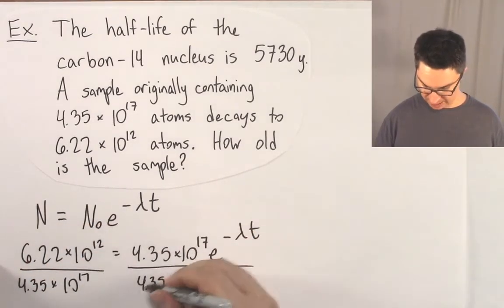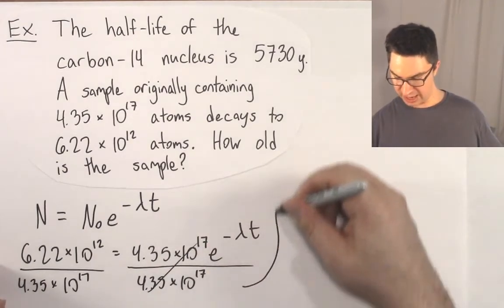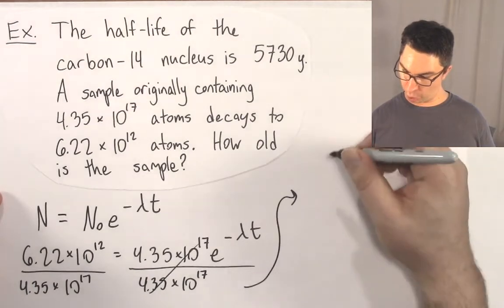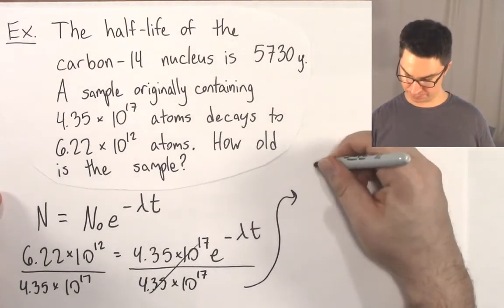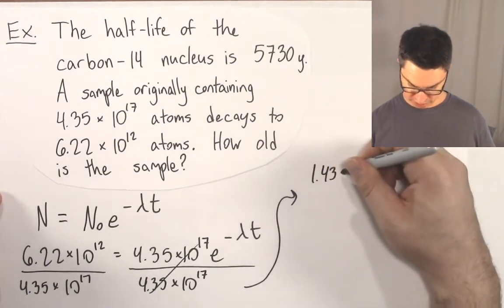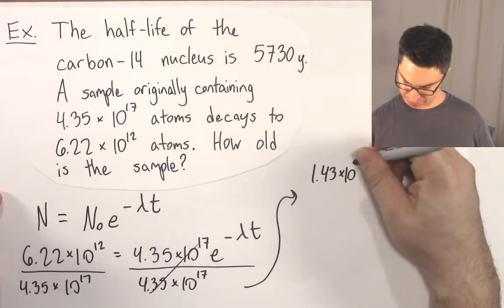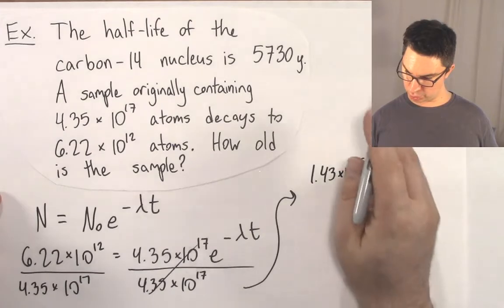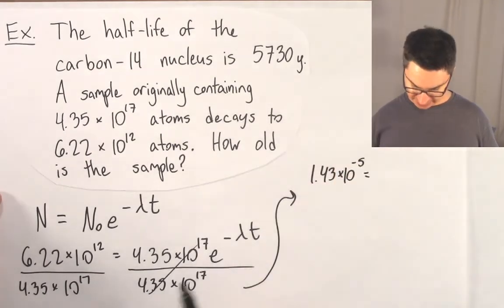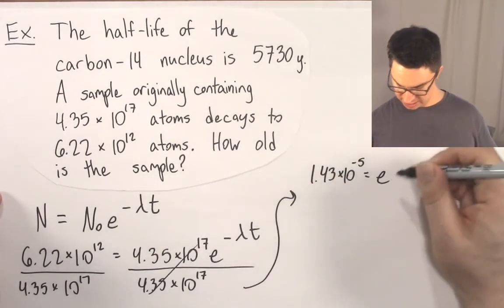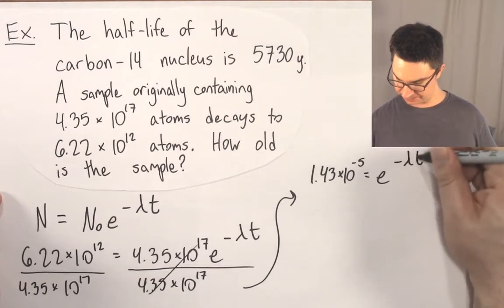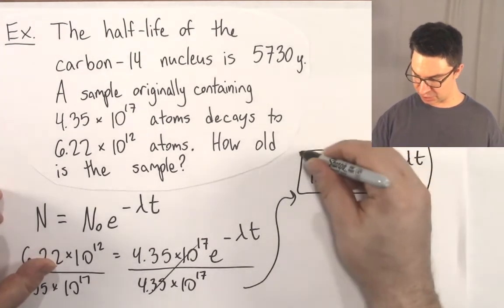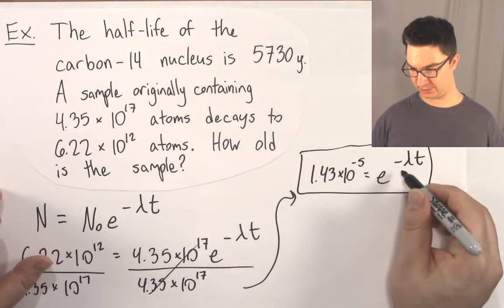And if I'm not mistaken, that's going to yield for us 1.43 times 10 to the negative 5th. All right. And we're going to say, all right, that's got to be equal to this e to the negative lambda t. Okay, so let's hold on to this for a second, and let's take a moment to calculate lambda.